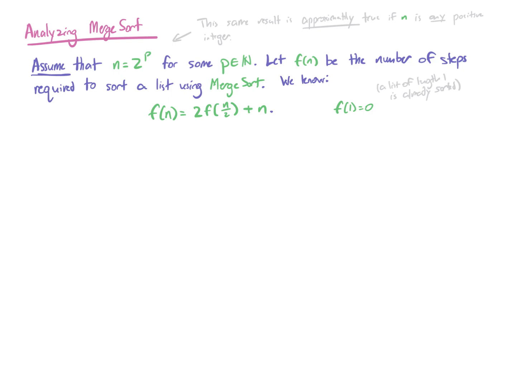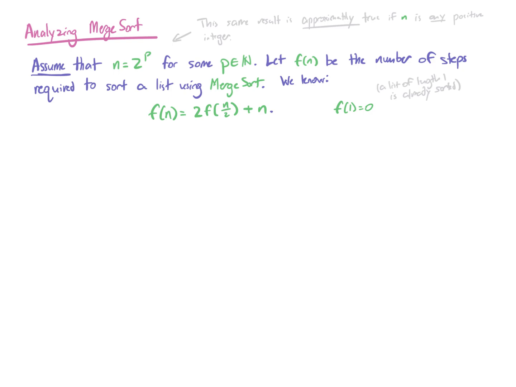So what do we know already? We know that f of n, the number of steps required to sort a list using the merge sort algorithm, satisfies this recurrence relation. f of n equals 2 times f of n divided by 2 plus n. We derived that in the last video from the merge sort algorithm itself. And then additionally, we do have an initial condition here. So a list of length 1 is already sorted. I don't have to do any computation at all. And so our initial condition is f of 1 is equal to 0.